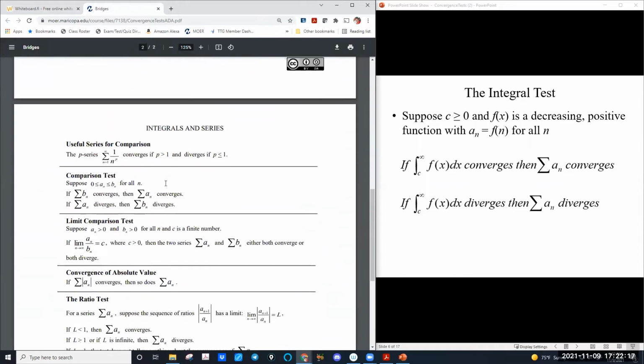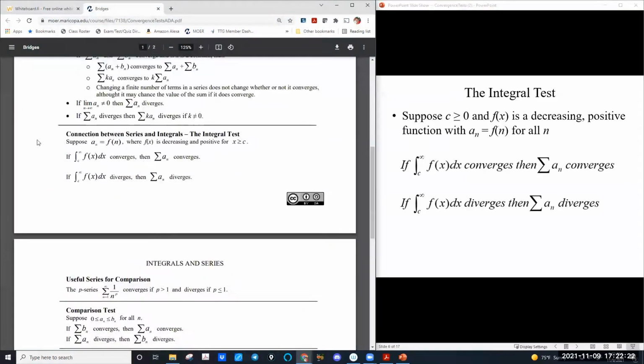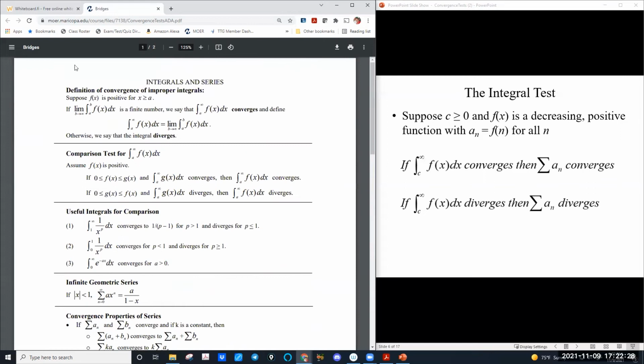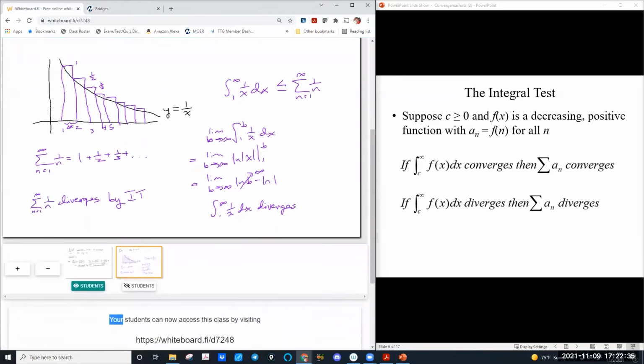It is on the second page. Did I miss it? I know it's on here. Here, right here, the integral test, bottom of the first page. Okay. Again, all the tests we're going to talk about today are on here. I just want to show you where they are. That is our integral test.